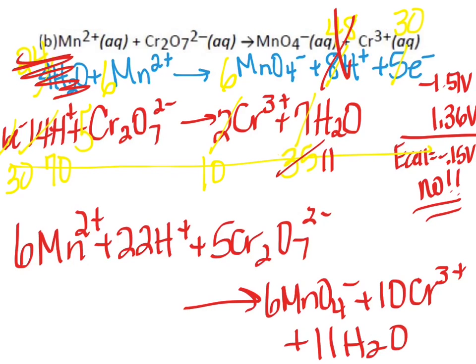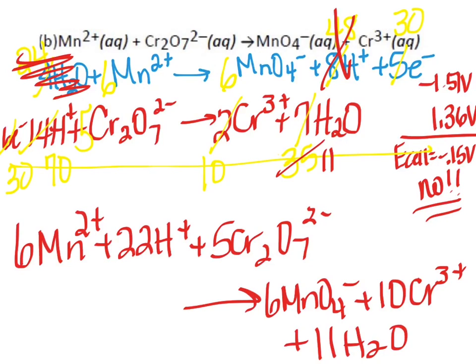When you get something like that, spot check it. Make sure that it's all balanced. 22 H's. I have 35 O's. Wait, is it 35? Oh yeah, 24. Oh yeah, there we go. And that is how you do that. Any questions on that? Okay.